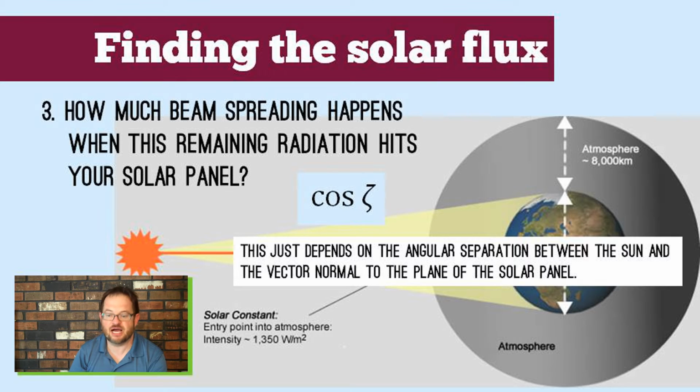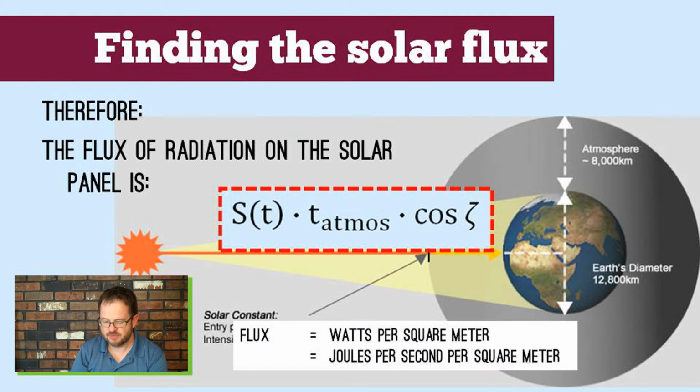Okay, so by the way, you can see now why a sun tracking panel would work. For a sun tracking panel, zeta is always 0, so the cosine of 0 is 1, so we're multiplying by 1 all the time. So you can kind of see what's going on here. Therefore, the flux of radiation at any given time on our solar panel is, gosh, that doesn't look so bad at all, S T atmos cosine zeta. It's going to give us a flux of radiation, so it's going to have units of watts per square meter, or joules per second per square meter.